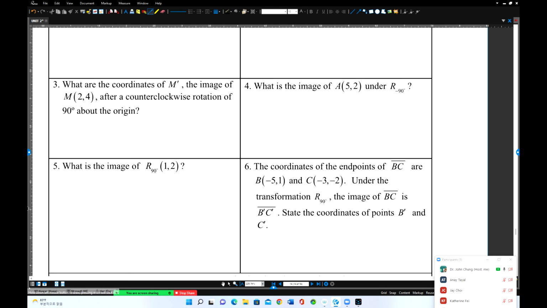Okay, if not, next time we will start parallel lines and transversals, okay? That is a very fun topic, okay? I think you'll like that.